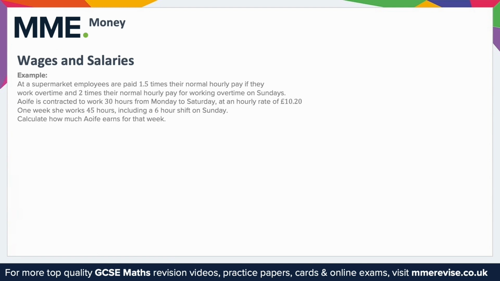A salary is a fixed amount of money which will be set each year and paid in equal monthly payments. Employees who are paid in this way are usually in professional jobs like teachers or doctors. Ordinarily, a salary doesn't change based on the number of hours you work in a given period. For example, at a supermarket, employees are paid 1.5 times their normal hourly pay if they work overtime and 2 times their normal hourly pay for working overtime on Sundays.